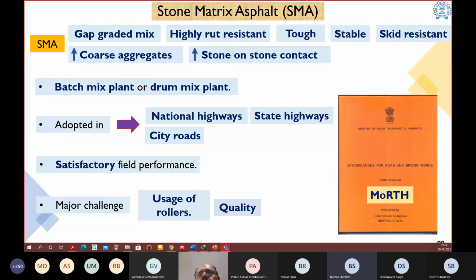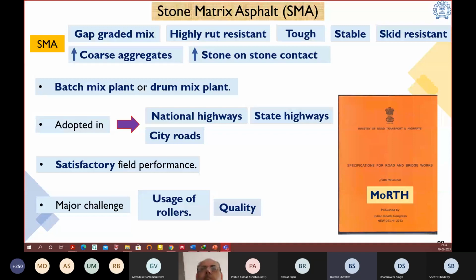So the next emerging technology as far as India is concerned is the adoption of stone matrix asphalt. As my colleague Vamsi has already pointed out the various requirements for gradations and the mix design for stone matrix asphalt, we know that stone matrix asphalt is a gap graded mix. It is highly rut resistant. It is tough, it is stable, it is skid resistant, it has a high proportion of coarse aggregates, thereby providing high stone to stone contact.